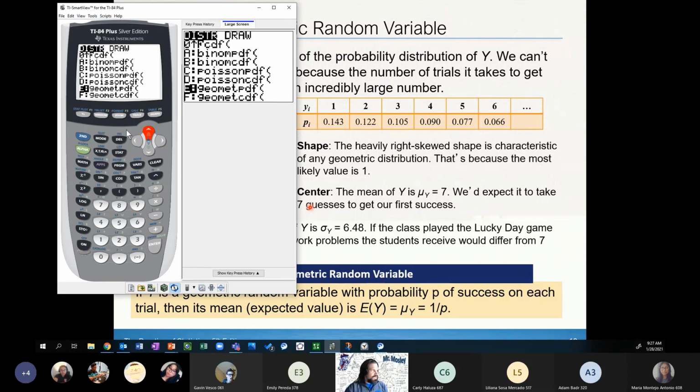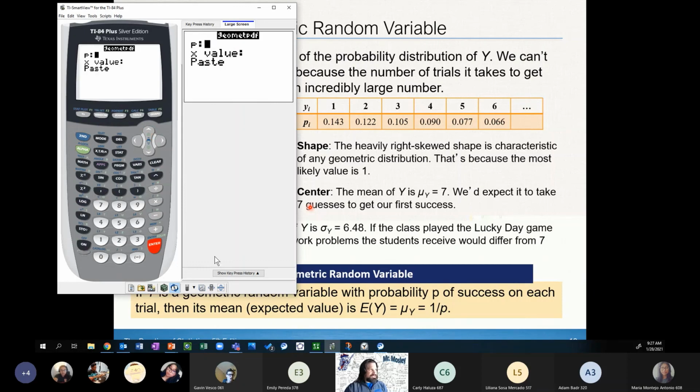All right. This command only asks for 2 parameters, or 2 conditions: the probability of success and the value of k that we're interested in. And so we could do the same thing. We have 1/7, and what's the chance that it takes 5 guesses? The probability of it taking 5 students to get the first correct answer would be about 7.7%.